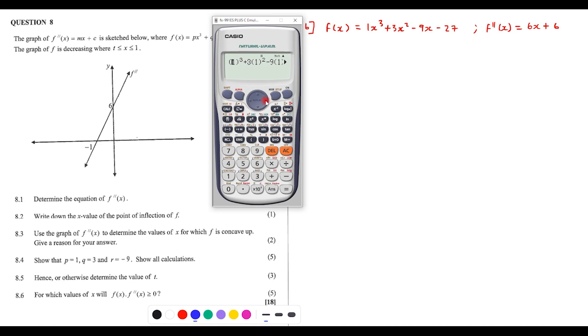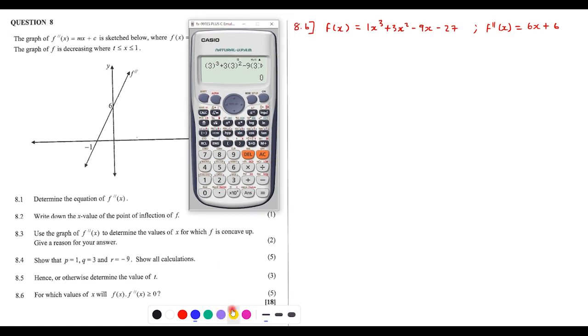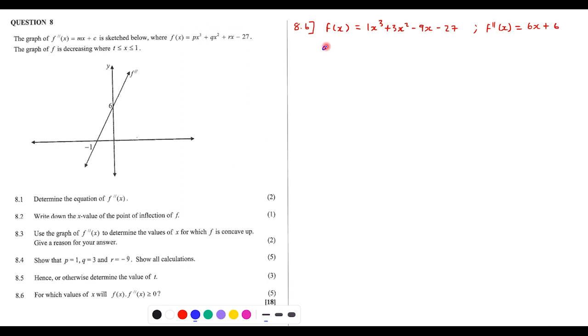So 1 didn't work. Now I'm going to try 2. Let's see what it gives us. It gives us 25, so it means the numbers are getting lower. So we're going to try 3. 3 there, and 3 here. See, I'm getting 0, right? So what is happening is that at x equal to 3, f of 3 becomes 0. So this means x minus 3 is a factor.